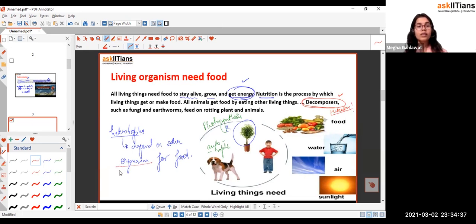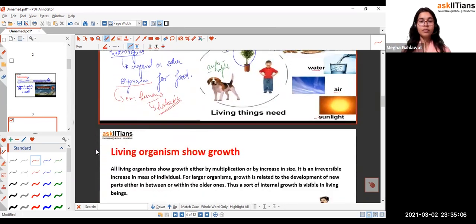Similarly, human beings, if we talk about, we are holozoic. What is holozoic? Which obtain their own food, we ingest our own food, right? We eat, we chew, and then we ingest, right? We also need water, air, sunlight, right? We all need our own type of nutrition and food. Now, that being said, we're going to move forward.